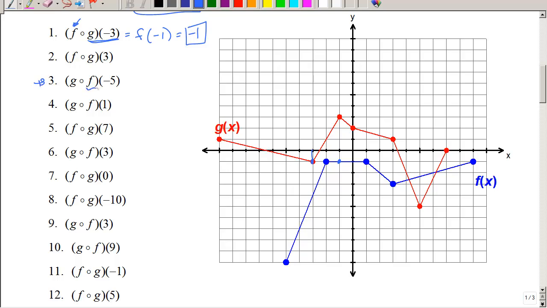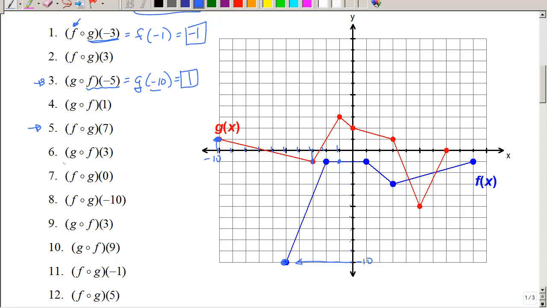Let's do number 3. We want to find f of negative 5. So I'm going to go 1, 2, 3, 4, 5. I'm going to go all the way down here. And what is that y value? Let's see, 1, 2, 3, 4, 5, 6, 7, 8, 9, 10. All right, so f of negative 5 is negative 10. But now I have to go negative 10 on the x-axis. And now I want to know what is g of negative 10. What is the y value on the red one, which is the g function? And that's positive 1. Are you getting it? I know it's a little confusing.